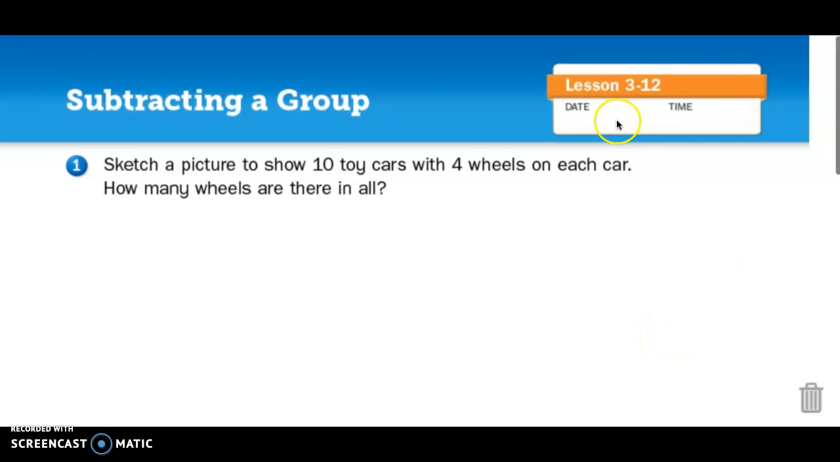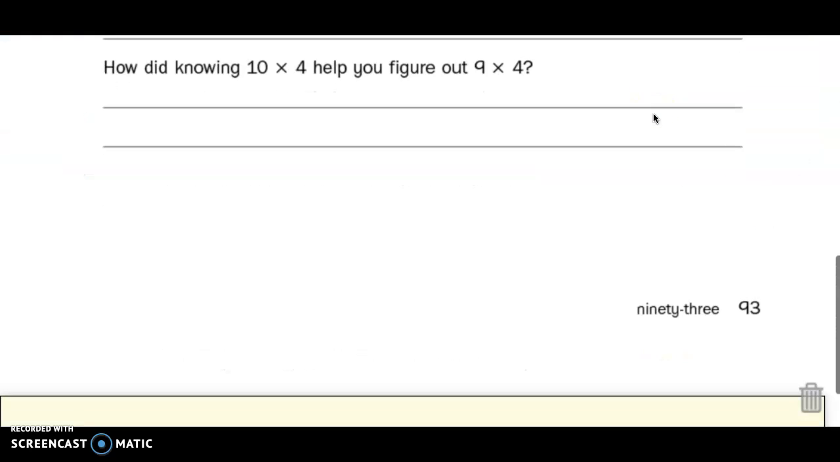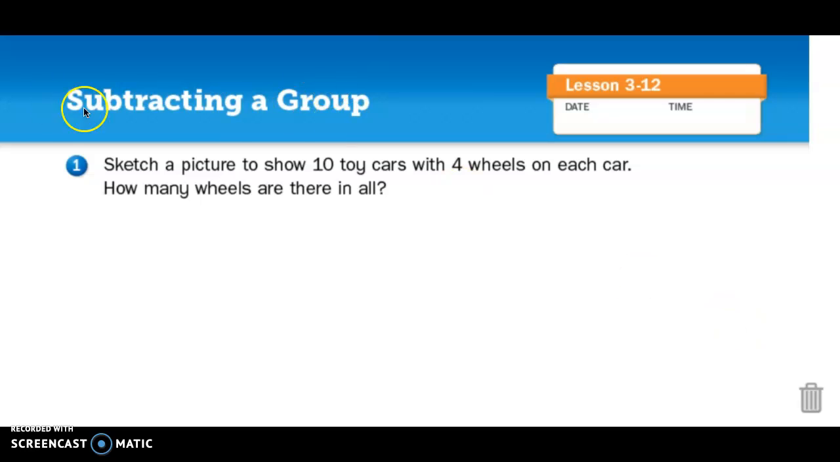All right, continuing lesson 3-12, we are on journal page 93. Up at the top, now we're subtracting a group. It asks you to picture 10 toy cars with 4 wheels on each car. How many wheels are there in all? Well, we're not talking about rows. You could do an array again, but I like to draw pictures.